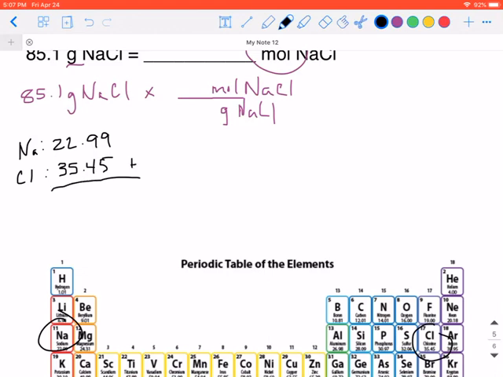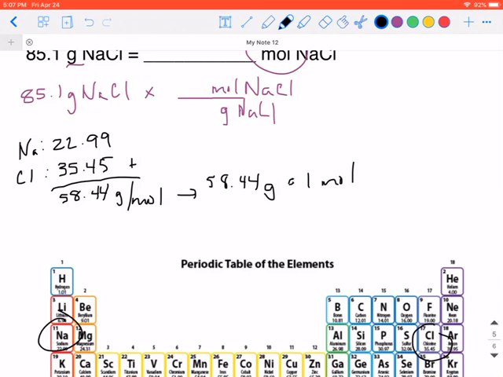Right, so when we add those together, we get 58.44 grams per mole. Again, this is saying that we have 58.44 grams for every 1 mole. So that's equal to 1 mole for sodium chloride, okay?